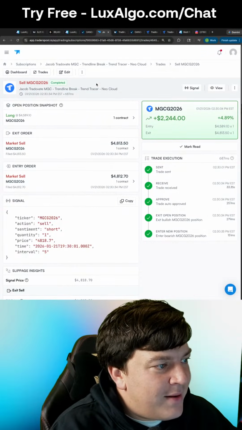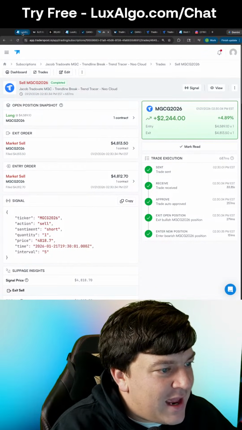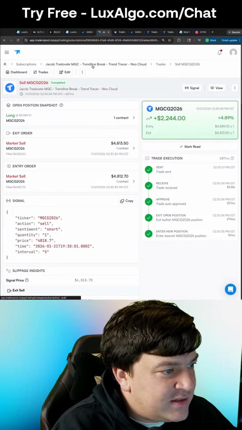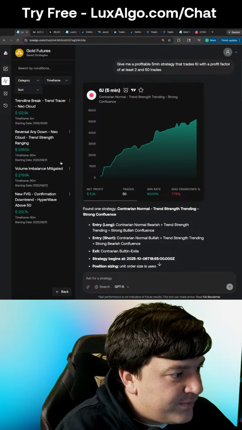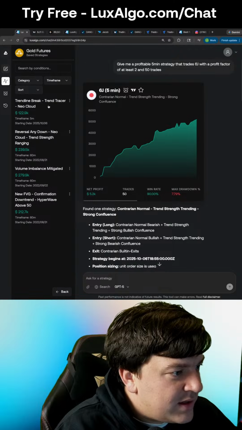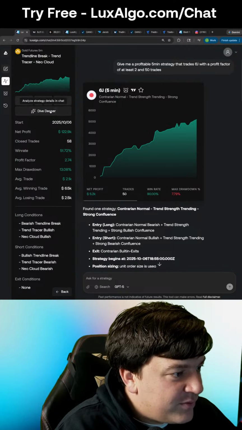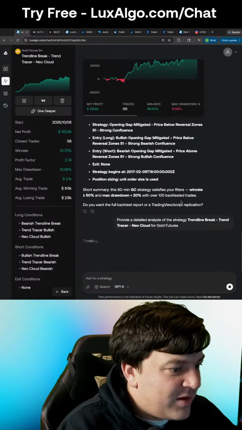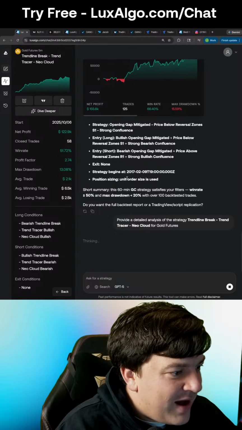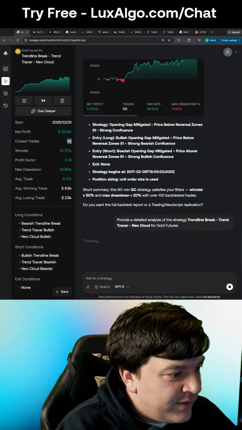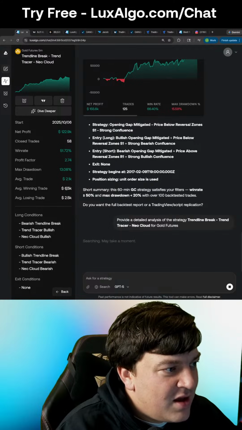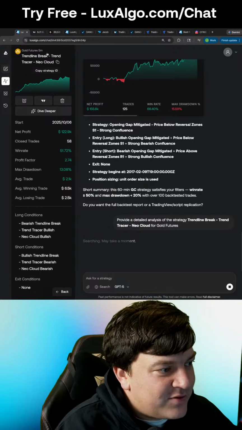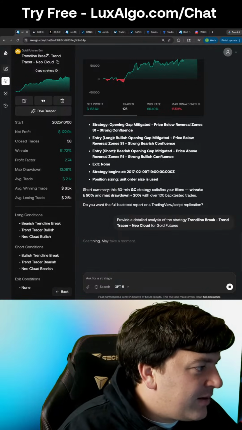So essentially, this is what facilitates the trades from the AI. I'm using the Trendline Break Trend Tracer Neo Cloud. So if I go back here, it is the Trendline Break Trend Tracer Neo Cloud. So it's been this one here. I'll pull it up. This is a 5-minute strategy, with 58 trades, that's been performing in these current market conditions. This one we can also pull back and see how it's been trading.